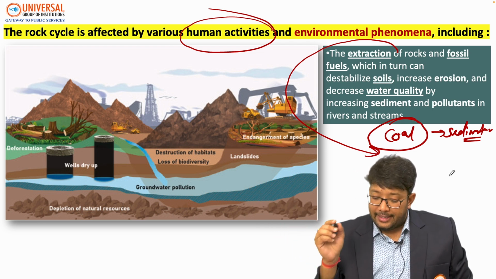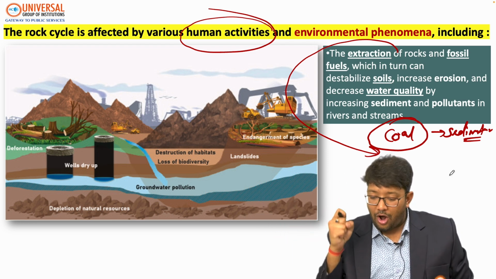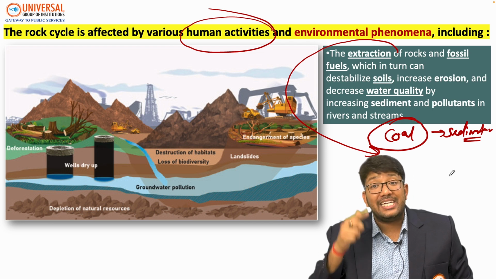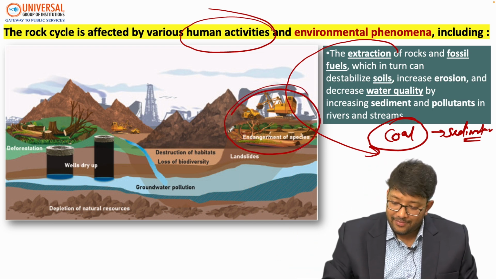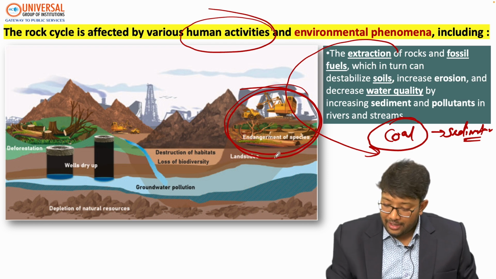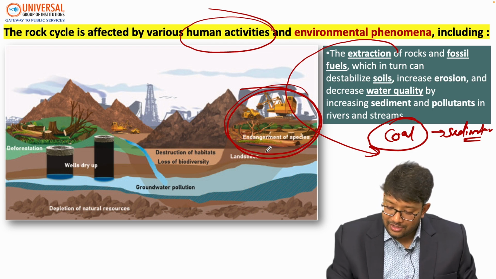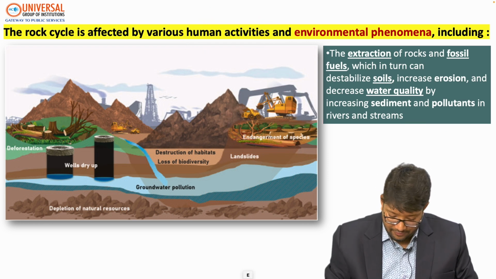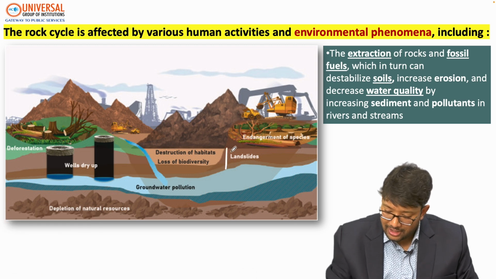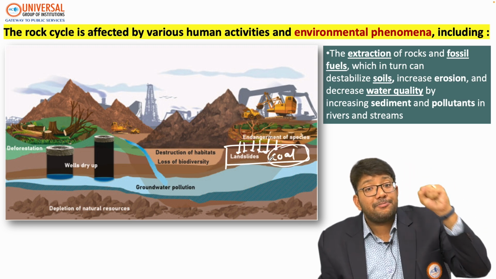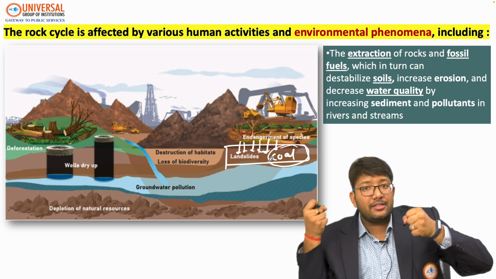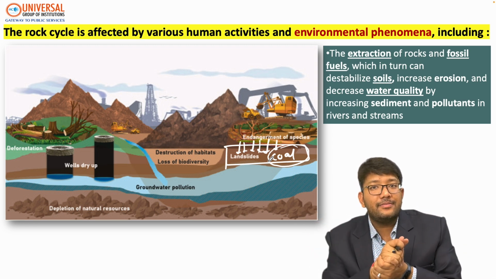Now, when we are extracting rock and fossil fuels, it can in turn destabilize soils. Don't you think, suppose excavation is going on on the left. These machines will go down and the rocks are present here, coal. Due to the displacement of coal, if we are pulling the coal out, what will happen?